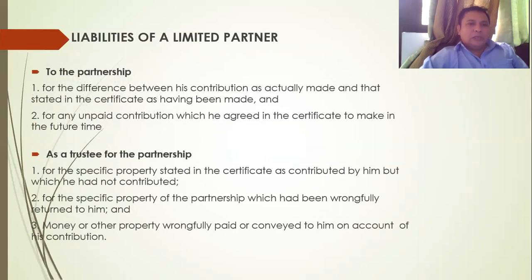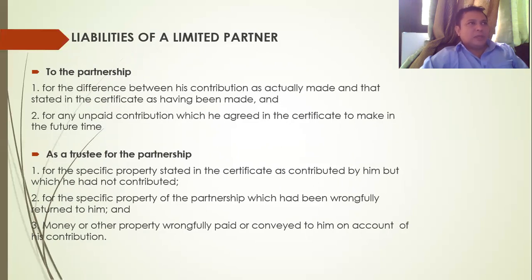So what are the liabilities of a limited partner? As to the partnership, the limited partner is liable for the difference between his contribution as actually made and that stated in the certificate as having been made. So if he promised 1 million and he contributed only 800,000, he now becomes a debtor of the partnership for 200,000 pesos. Number two, he is liable for any unpaid contribution which he agreed in the certificate to make at a future time.